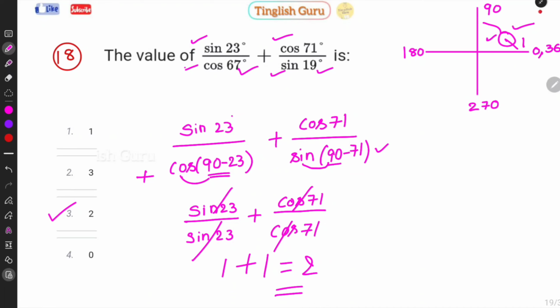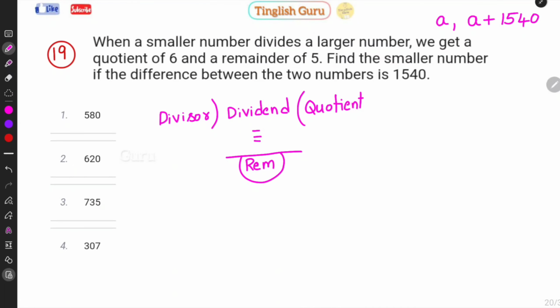Next. Here in this question, first study the question. We get a quotient. Quotient is given as 6 and remainder is 5. And the difference between the smaller number and the two numbers is 1540. So this is the structure.